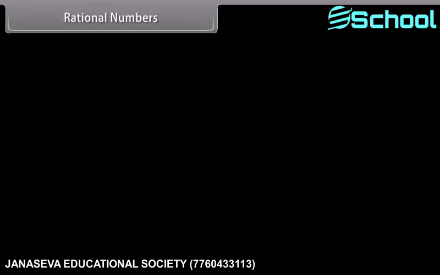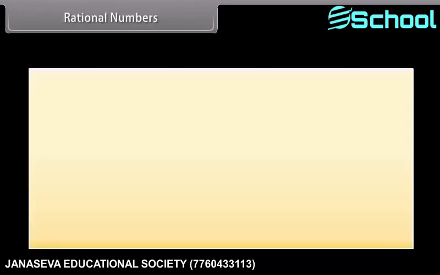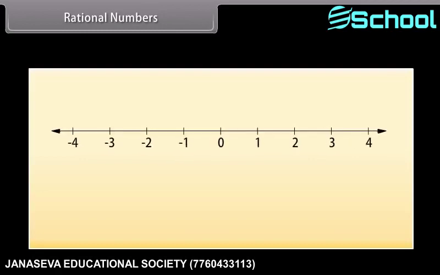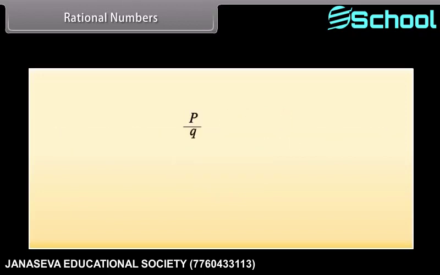Rational numbers. Now if we see between the numbers 0 and 1 or 1 and 2, we will see numbers like 1 by 4, 3 by 4 and so on. The collection of these numbers is called rational numbers. Rational numbers are denoted by the symbol Q. Rational numbers are written in the form p by q, where p and q are integers and q is not equal to 0. Is 2 a rational number?